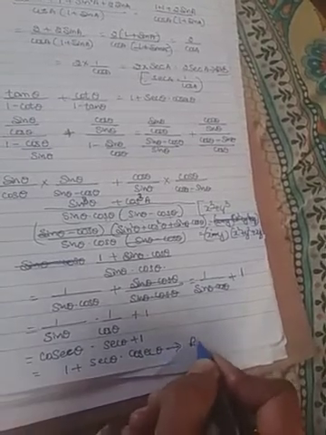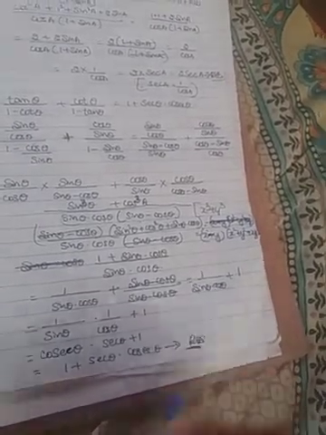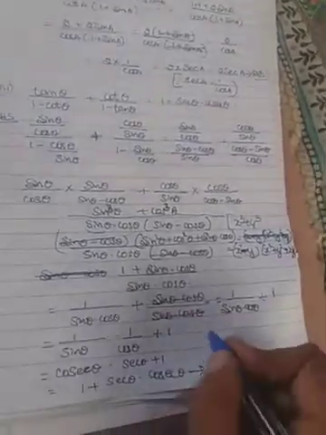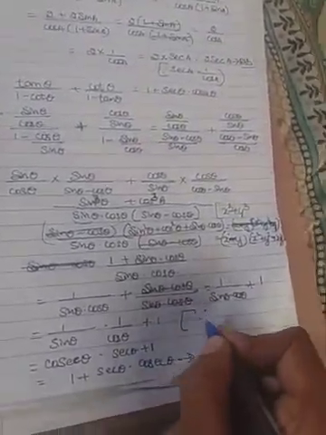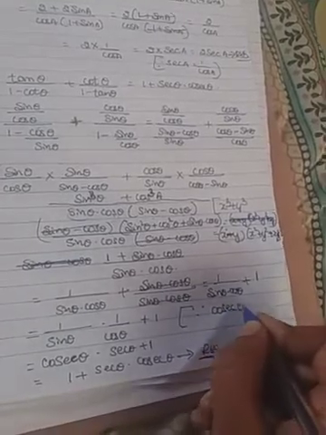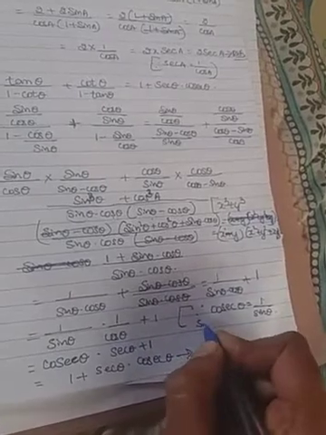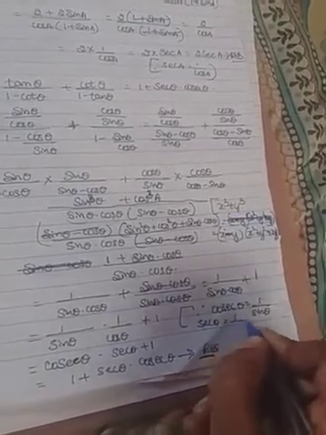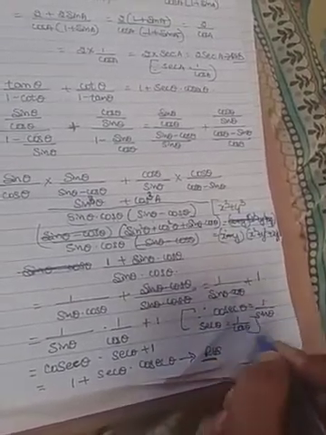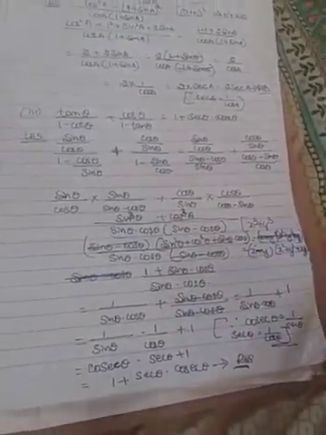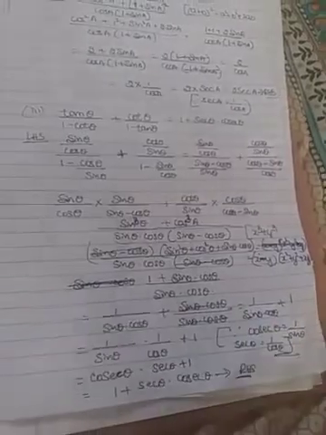So this is the RHS. Hope you understand this. Instead of 1 by sin theta we can write cosecant theta, because cosecant theta is the reciprocal of sin theta, and in the same way secant theta is the reciprocal of cos theta. This is also why you should write it this way, students, otherwise you will get a wrong answer. So it is proved.